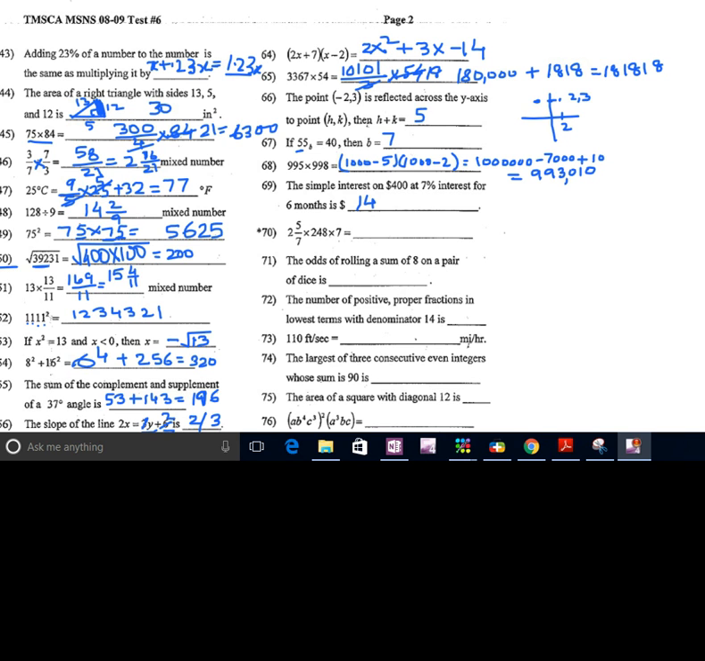Question number 70. 5 by 7 multiplied with 248 multiplied with 7. I do see a 7 over here and a 7 over here. So 7 will be cancelled. So the way we do this is convert 5 by 7 into an improper fraction. So that will be 19 over 7. And when 19 over 7 is multiplied with this 7, we just get 19. So this is essentially 19 multiplied by 248.